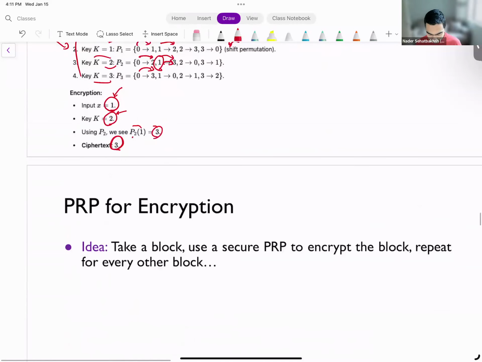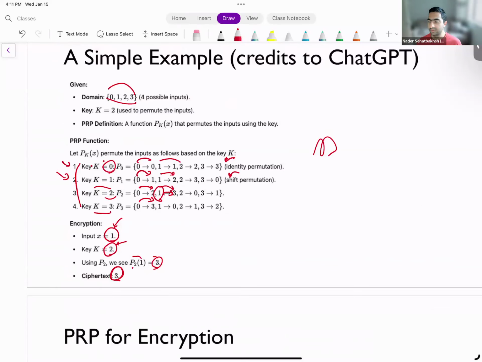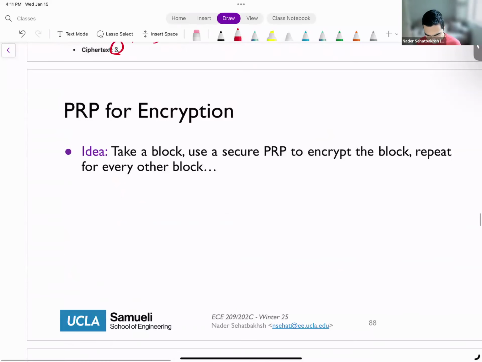Okay, so now that we know what a PRP is, let's see how we can use a PRP for encryption. We already kind of explained this through the example, but the idea is very simple. We take a block, we use a secure PRP to create a permutation, and that is your ciphertext. And you repeat it for the next block and the next block and the next block, and that's it. So this is essentially the basic idea of a block cipher.